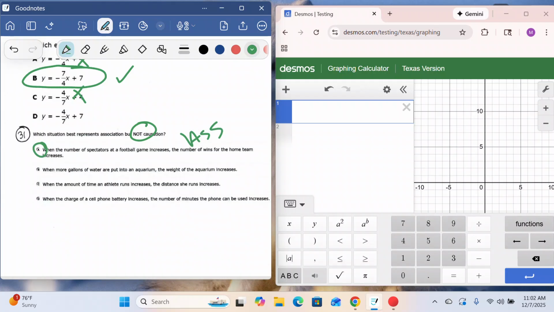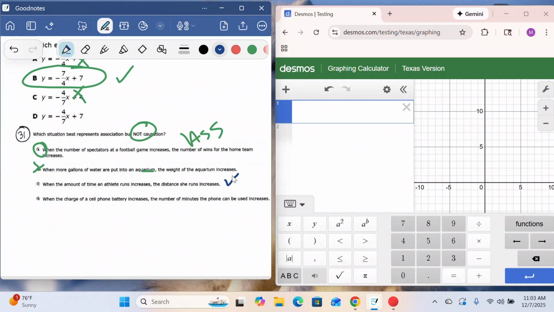But let's look at the other ones. B, when more gallons of water are put into an aquarium right here, the weight of the aquarium increases. Of course, that's going to happen anywhere. If it's in Mexico, in Canada, in America, in Texas, Arizona, McAllen, South Padre Island. So this would be an example of both association and causation, but remember, they're looking for not causation. C, when the amount of time an athlete runs increases, the distance she runs increases. So that is an example of both association and causation.